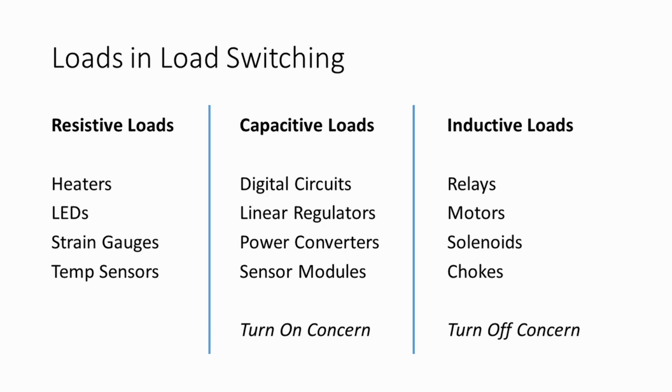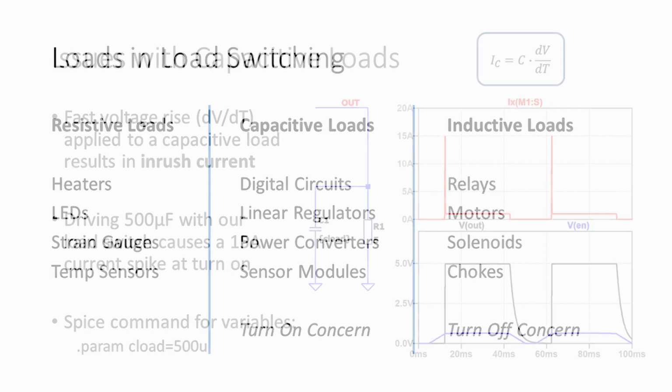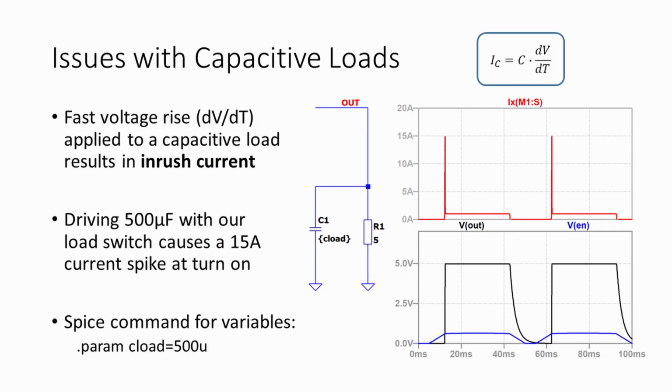Inductive loads are also common. Relays, motors, and solenoids are typical examples. While resistive loads don't present any particular challenges, capacitive loads will stress switches during turn-on, and inductive loads will stress load switches on turn-off. The main issue with capacitive loads is that load switches by design create a fast dV/dt transition at the output. The capacitor equation tells us that this will in turn create a large inrush proportional to the voltage slew rate and the capacitance of the load.